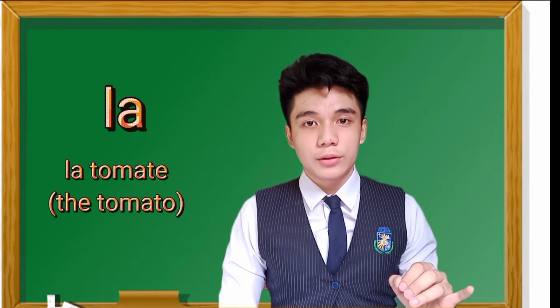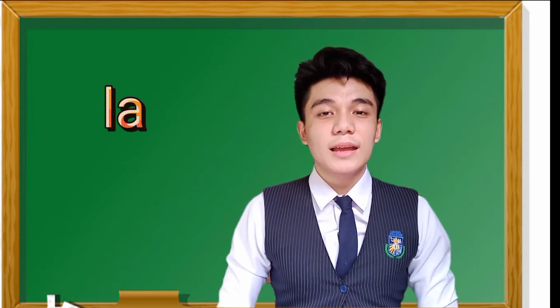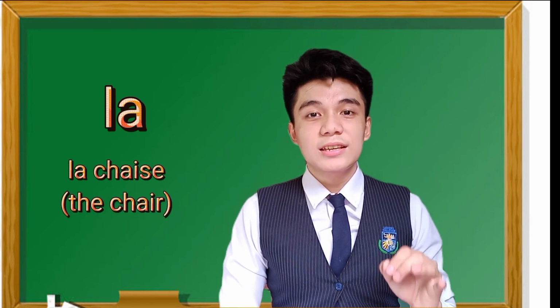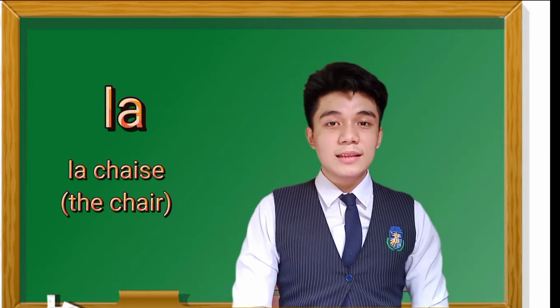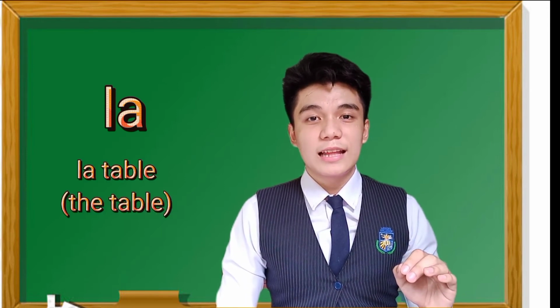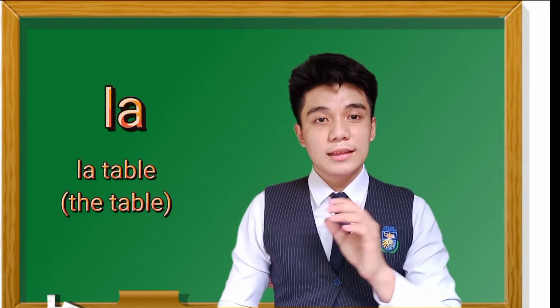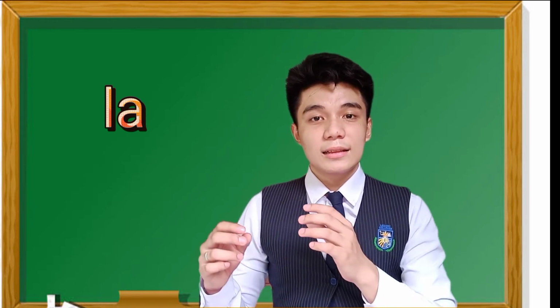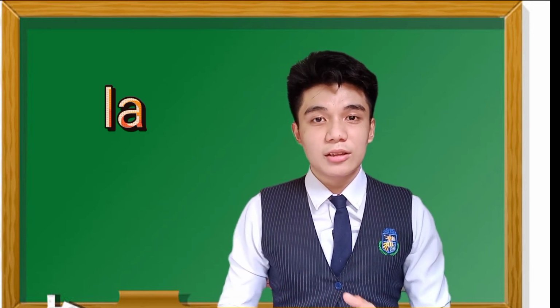The first example is la tomate, or the tomato. As you can see, there is the letter E at the end. The second example is la chaise, or the chair. And the last one is la table. You can also hear the letter E at the last letter of the word. So that is a hint for you to use this definite article, which is la.